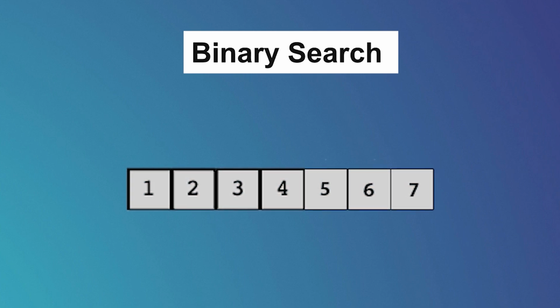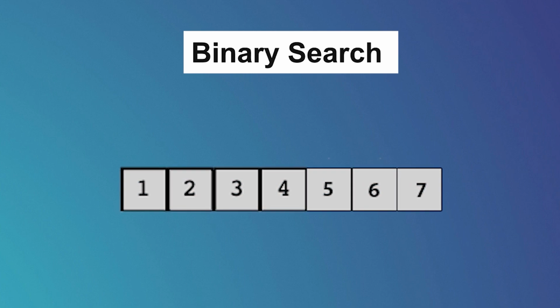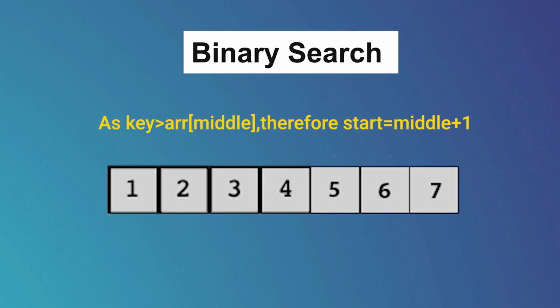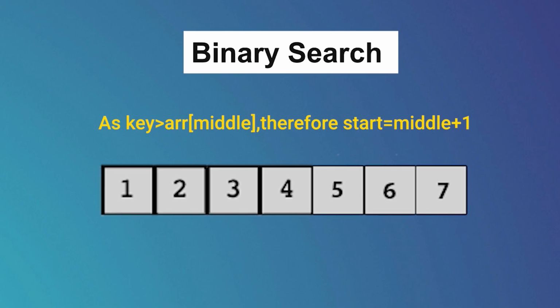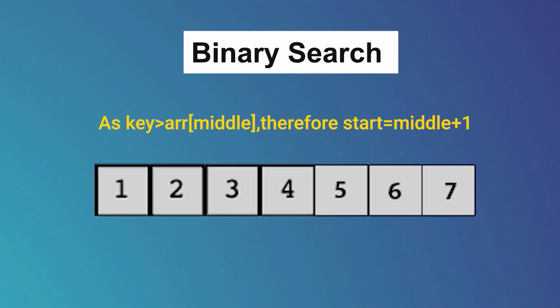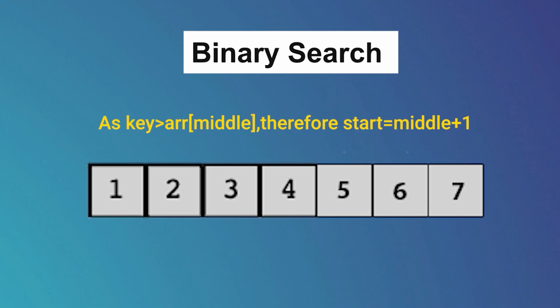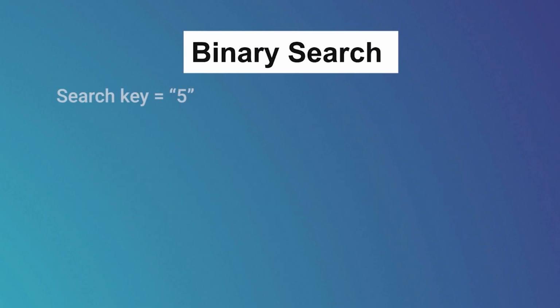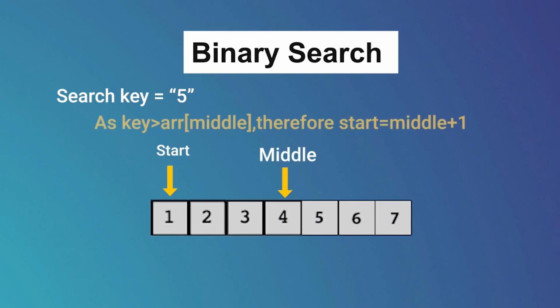Now what I will do is check whether the value of the key, meaning the element that I am searching, is greater than the middle or not. If the key is greater than the middle, then I will shift the position of start to middle plus 1. Now our key is 5 in this example, and our middle is 4, and therefore the key is greater than the middle value 4, so I will shift the start pointer from 1 to 5.